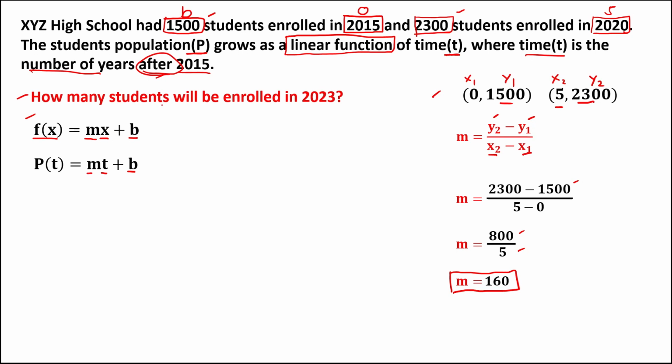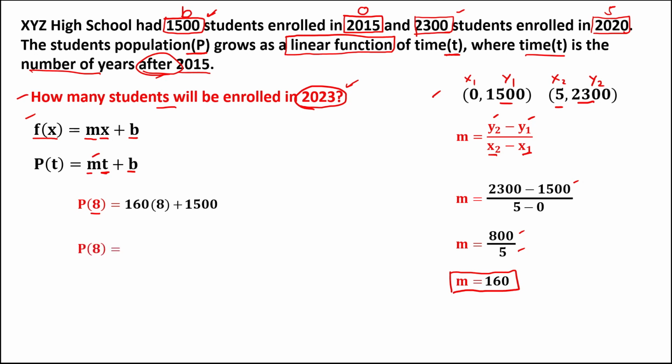Then to find out the number of students enrolled in 2023, since 2023 is 8 years after 2015, because 2015 plus 8 is 2023, we have P of 8. So time is equal to 8, and the slope is 160 times the time, which is 8, plus the first population, that's 1,500.